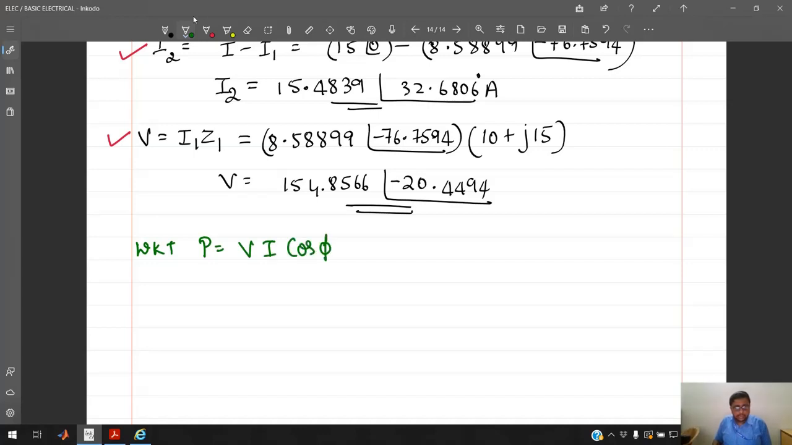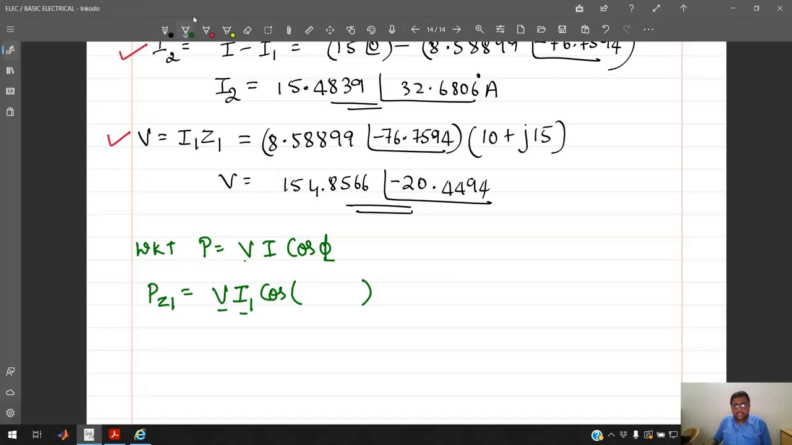Now what is it that we need to calculate over here? Cos phi. Phi is nothing but the angle between the corresponding voltage as well as current. Now if we are calculating the power across Z1, I need to calculate what is the voltage across Z1. It is the same as the supply voltage because both are connected in parallel. The current through Z1 is I1. I need to calculate what is phi. Phi is nothing but the angle between V as well as I1.